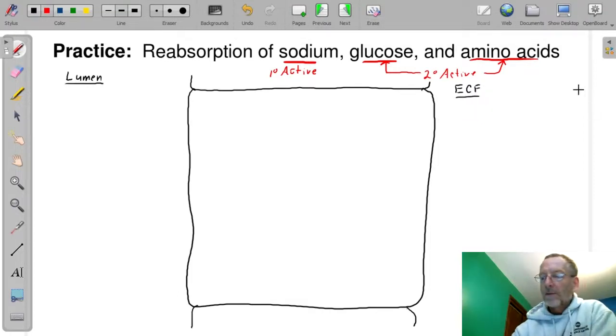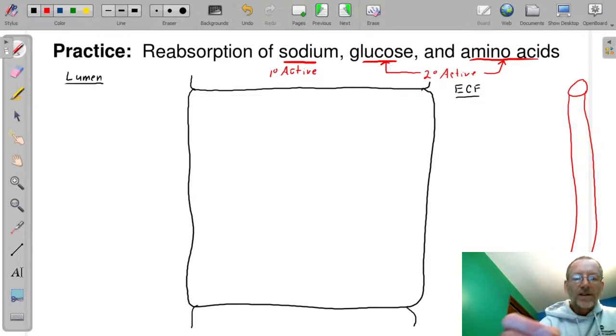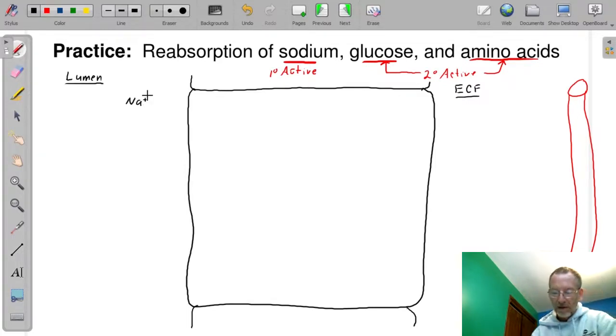And we can put in a blood capillary if we like. This would be a peritubular capillary. Remember, we're in the kidneys. We have to get it back into the blood. So let's start with sodium. First thing we have to do is reabsorb sodium.